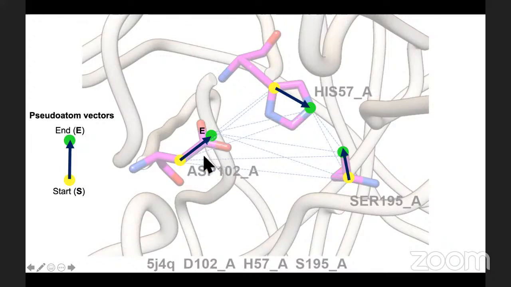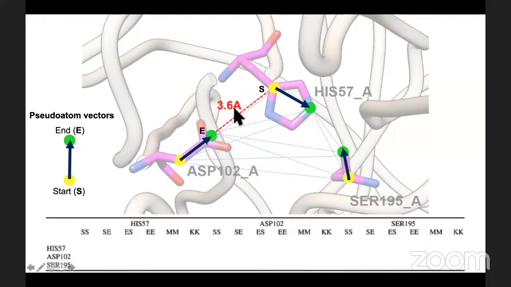So let's take the vector for aspartic acid to histidine. Okay, so this is the end point of the vector, and we measure the distance to the starting point of this vector. And the distance there is 3.6 angstroms. And then we try to map these values into a table that we can use later as a matrix. So where can we put this on the table? So histidine here to aspartic acid here. We've got the start point and the end point. So that's start to end of the aspartic acid to histidine.